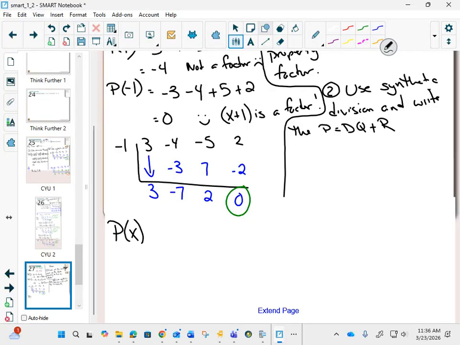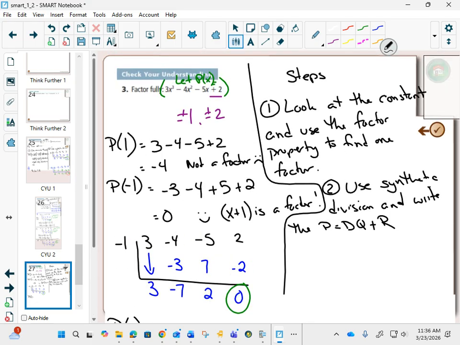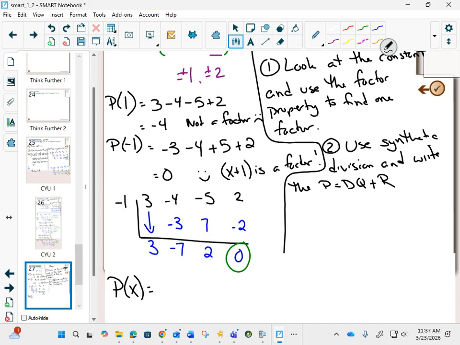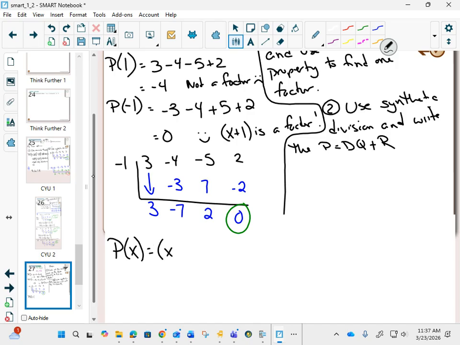And because I said let P of x equal, I can just write P of x again. If you don't do that, you have to rewrite that whole thing out. It's a little annoying. P of x equals x plus 1 is my divisor. My quotient is 3x squared minus 7x plus 2. And we've written our division statement.